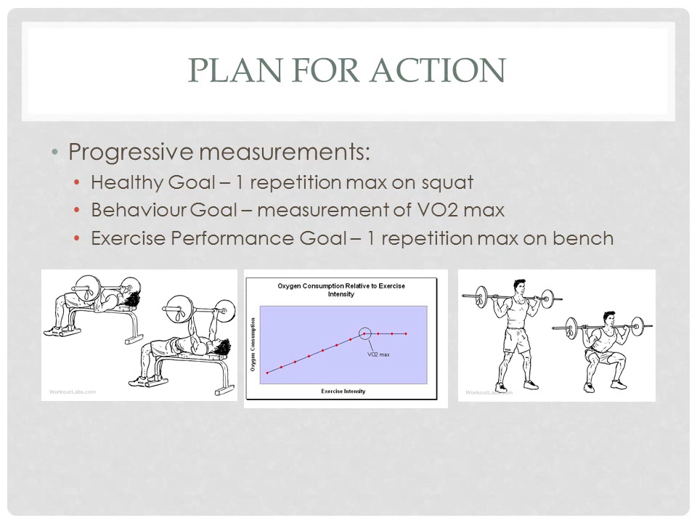For the plan to be put into action, a series of progressive measurements must be utilised to monitor progress and to keep the program in line with the goals. As heavy weight-bearing exercise improves bone mineral density, measurements of 1 repetition max on the squat will enable progress to be measured. Behavioural changes can be monitored through recording the changes in VO2 max, as this will give a good indication of changes in overall fitness through living a less sedentary lifestyle. Improvement in muscular strength will be recorded through another 1 repetition maximum on the bench press to measure the changes in upper body strength.